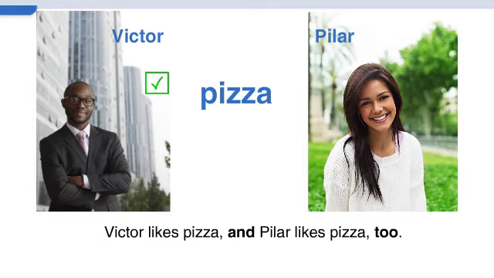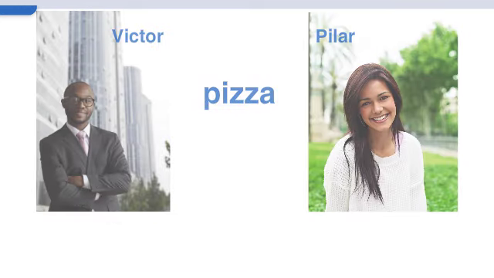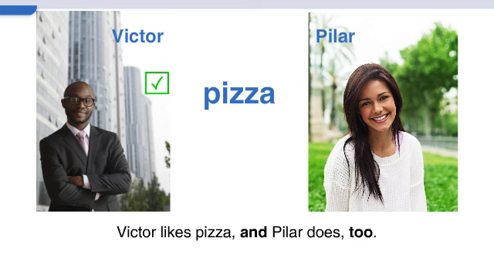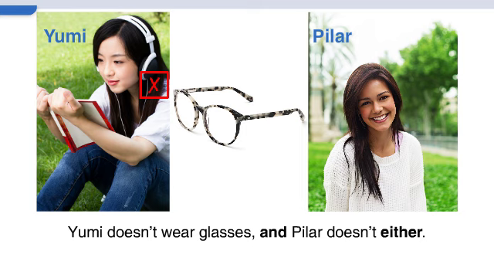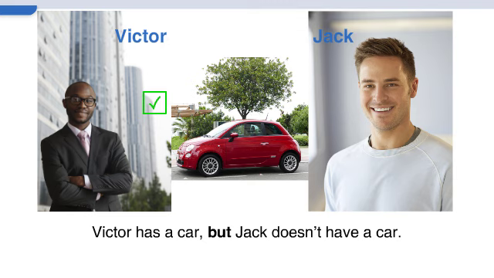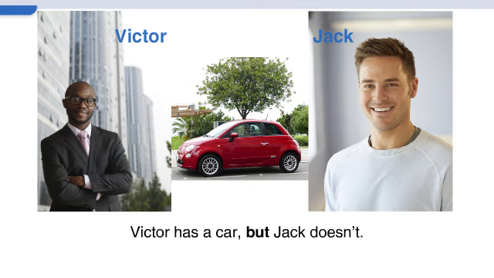Victor likes pizza, and Pilar likes pizza too. Victor likes pizza, and Pilar does too. Yumi doesn't wear glasses, and Pilar doesn't wear glasses either. Yumi doesn't wear glasses, and Pilar doesn't either. Victor has a car, but Jack doesn't have a car. Victor has a car, but Jack doesn't.